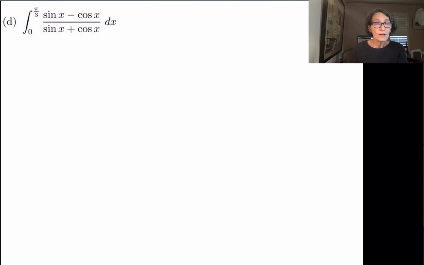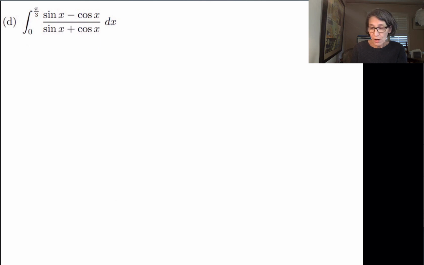All right, let's look at one more definite integral. In this one, we're integrating from 0 to pi over 3 of (sine of x minus cosine of x) over (sine of x plus cosine of x) dx. So I do have a composite. I have a quotient where I have two inside functions. I have sine of x minus cosine of x and a sine of x plus cosine of x. But I also have a reciprocal function, 1 over sine of x plus cosine of x.